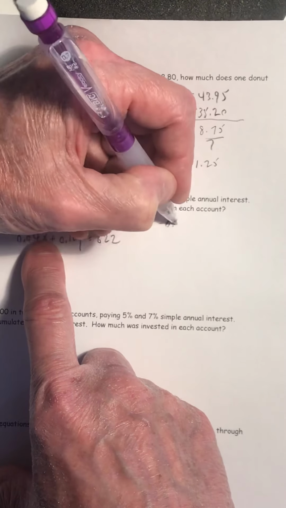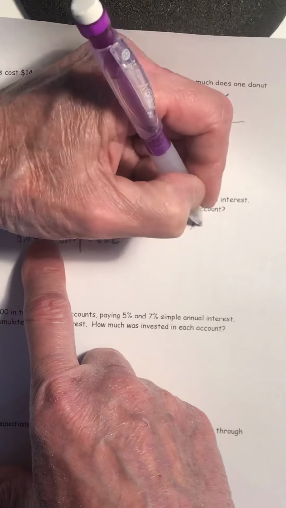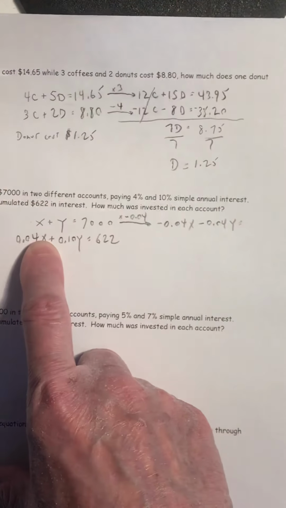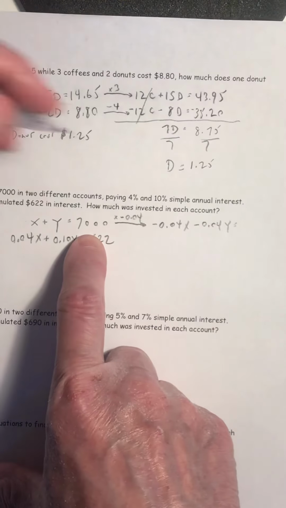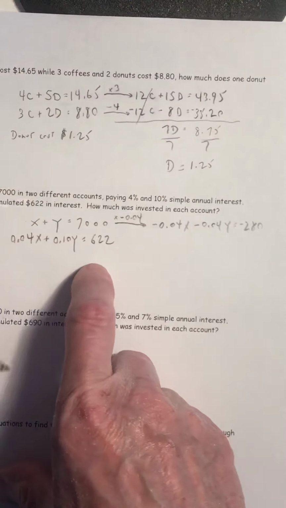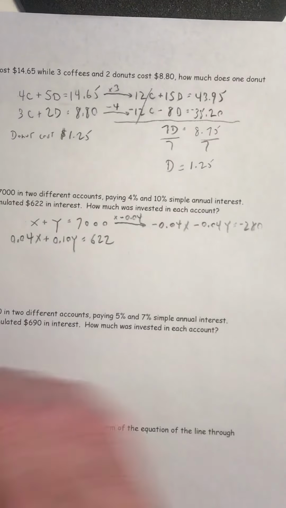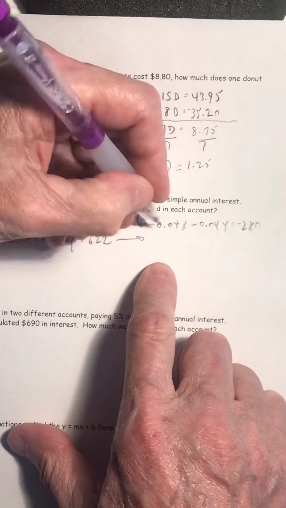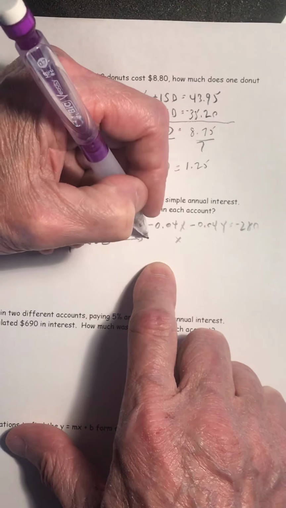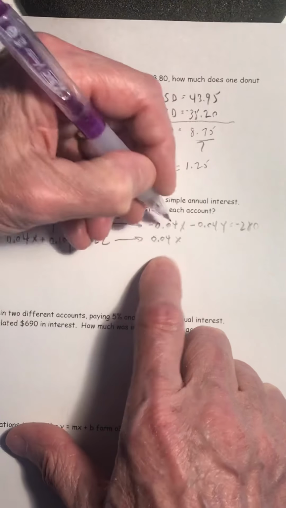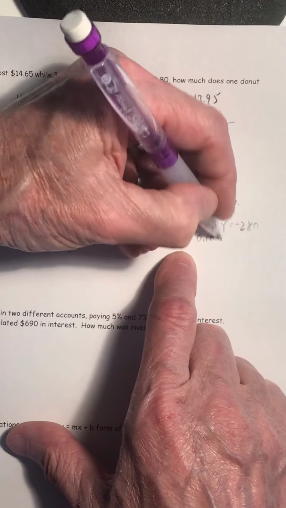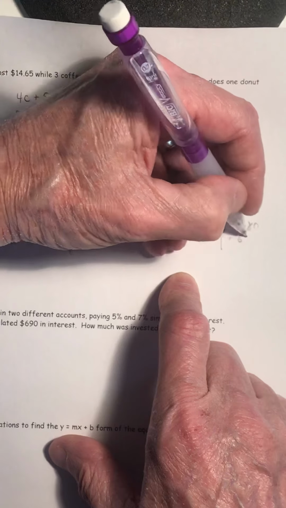negative 0.04x, negative 0.04y equals negative 280. And the bottom equation just gets copied. Positive 0.04x plus positive 0.10y equals 622.